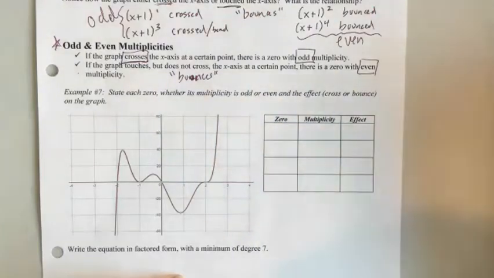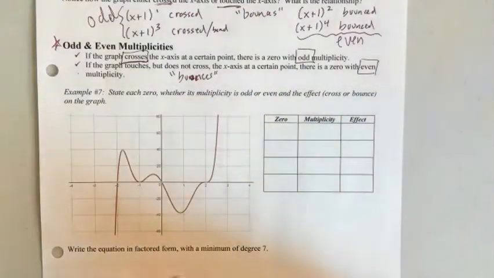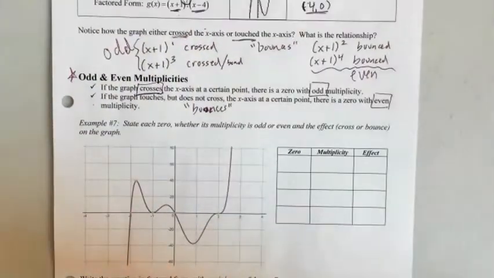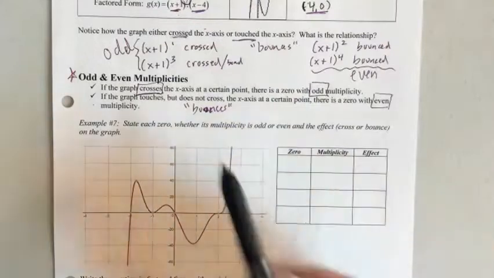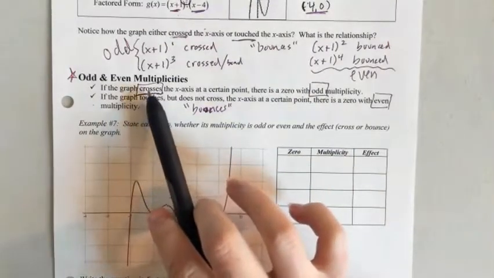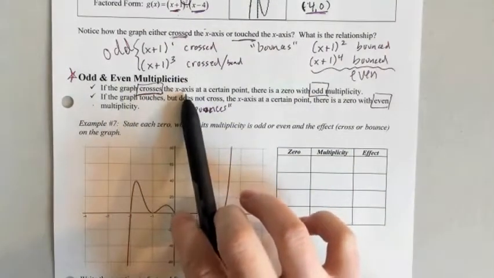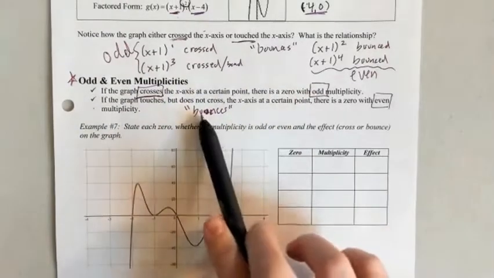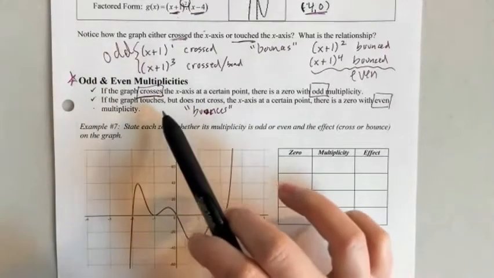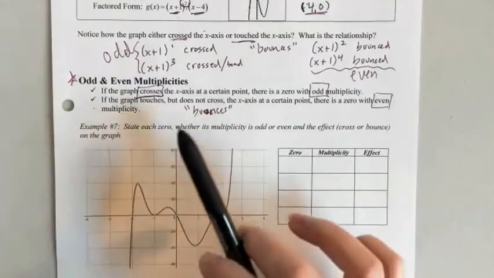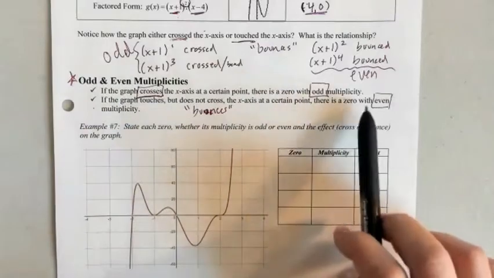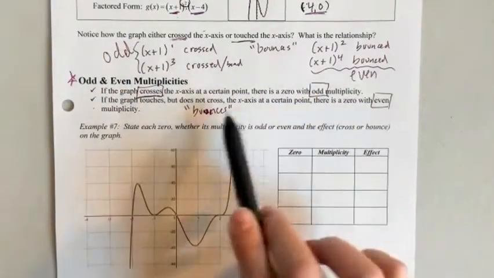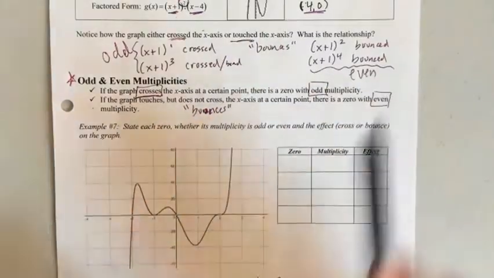All right, so we're going to continue talking about odd and even multiplicities. The main summary idea that we established from the first introductory example is that if the graph crosses the x-axis at a certain point, that corresponds with odd multiplicities, where if the graph bounces, more specifically if it touches but doesn't cross the x-axis, then that corresponds to an even multiplicity. So crosses is odd, bounces is even.